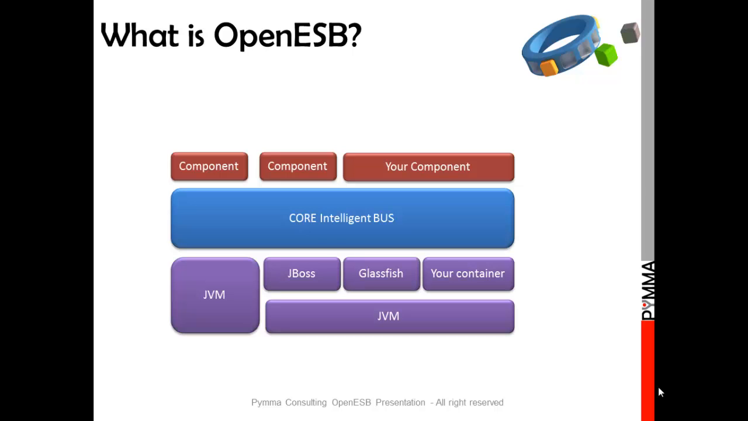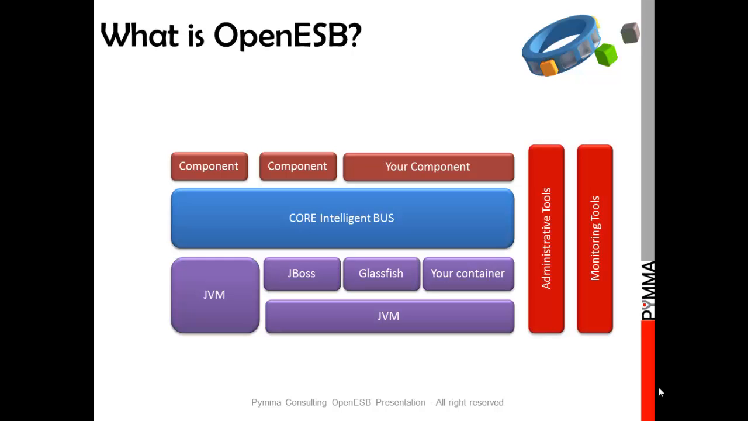Then we have the components. There are 2 categories of components. The first is the service engine. You have some engines in OpenESB like the BPEL engine for your business process, event processing engine, transformation engine, and so on. We also have the binding components that help you to communicate with the outside world with protocols like HTTP, FTP, and so on. We have many components available for OpenESB.